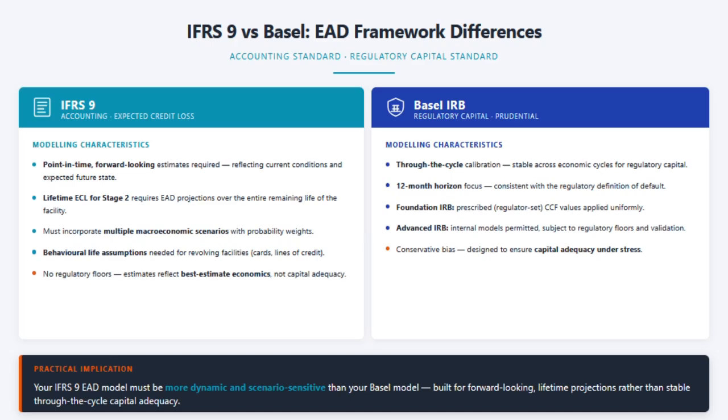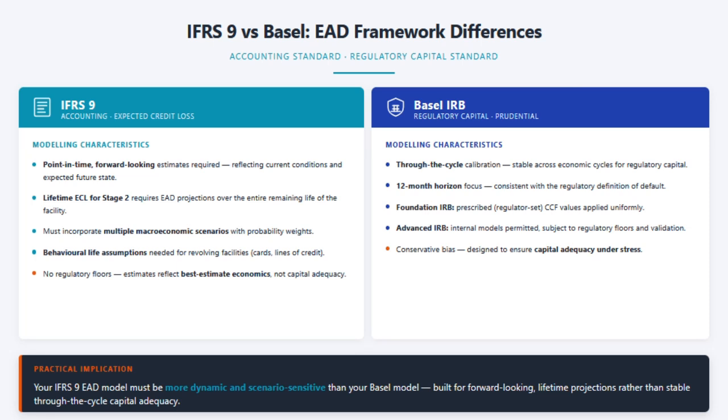A common interview question mostly asked is, how does EAD differ between the IFRS 9 and Basel? And this isn't just academic, these differences drive the real modeling decisions. So under the Basel IRB approaches, EAD is calibrated on a through the cycle basis for regulatory capital with 12-month horizon focus, and here the foundation IRB uses prescribed CCF values. The advanced IRB allows the internal models with regulatory floors.